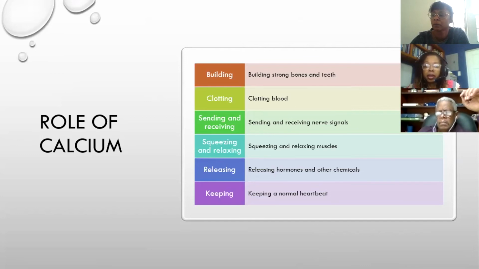It's involved in helping the squeezing and relaxing of muscles. And so again, you might get cramping and that sort of thing if your calcium is low. It's also essential to help in the releasing of hormones and other chemicals in the body and keeping a normal heartbeat, which, remember the first slide when I showed you the calcium and the heart, the kidneys and the heart working together as well.